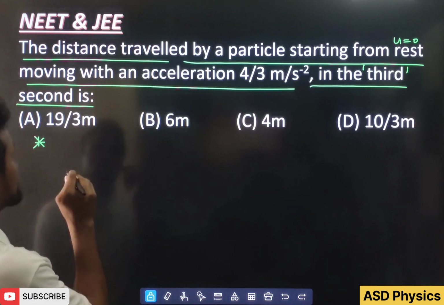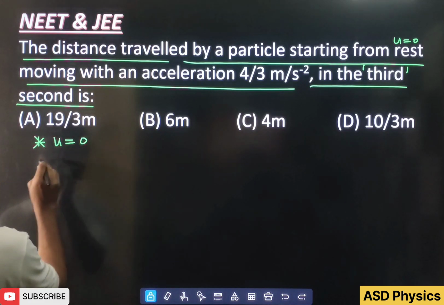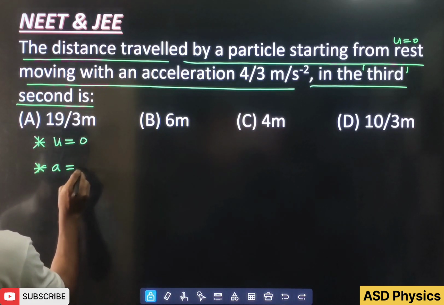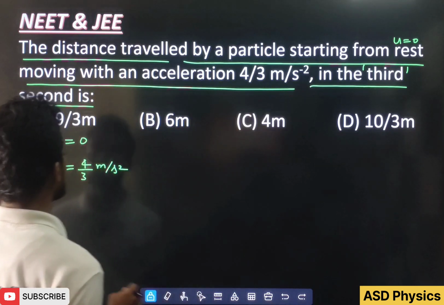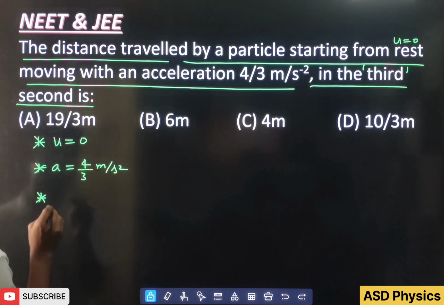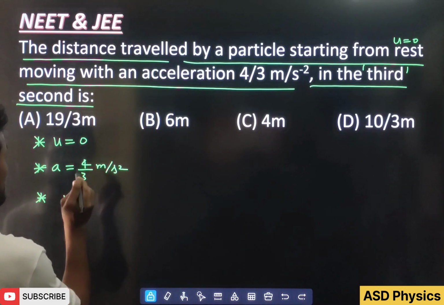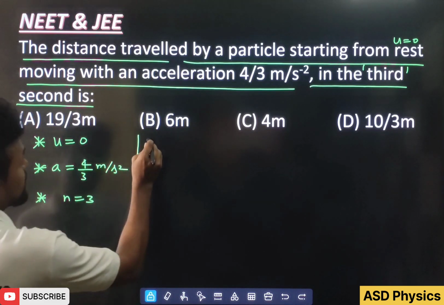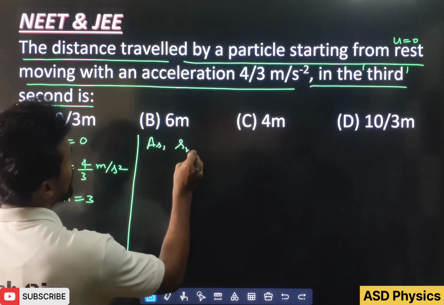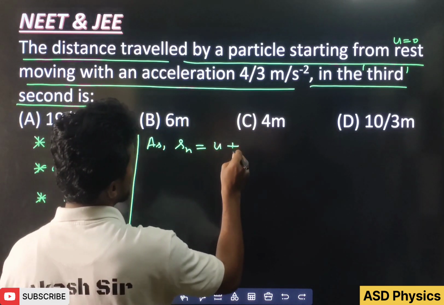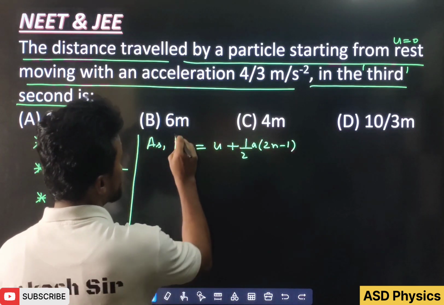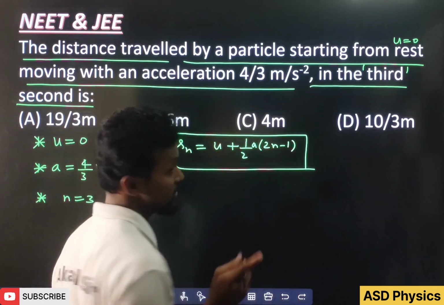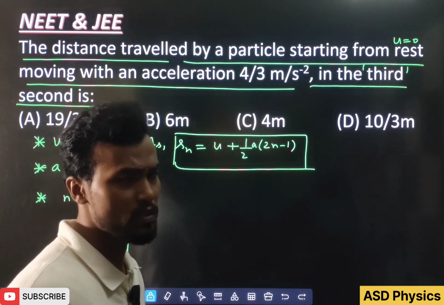So here, students, starting from rest means anyhow U is 0. Next, acceleration is given here, 4 by 3 meter per second square. And they are asking in which second? Third second. That means the value of n is 3. After that, as I have told you, the formula for displacement in nth second is U plus half A (2n minus 1). And I hope you know very well, when the object is traveling in a straight line without changing direction, then distance and displacement both will be the same.